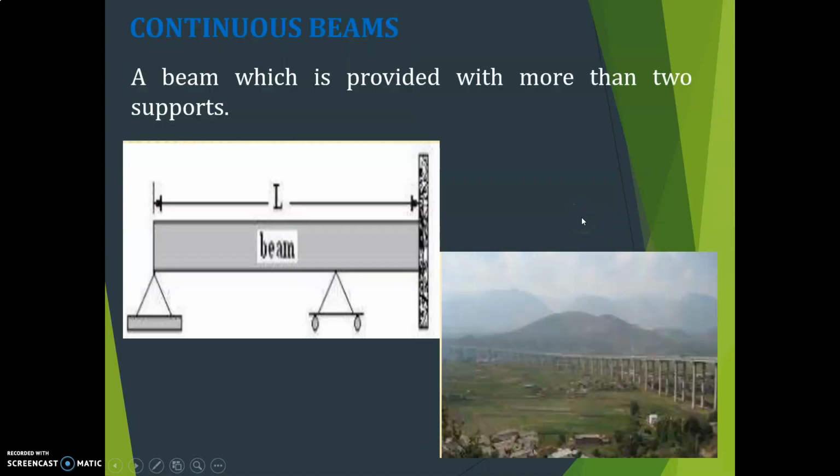Then the continuous beam. A beam which is provided with more than two supports is called a continuous beam. Here there are more than two supports. You can see this is one support, this is a simple support, this is a roller support, and again here it is a fixed support. The supports are more than two. This is the continuous beam.